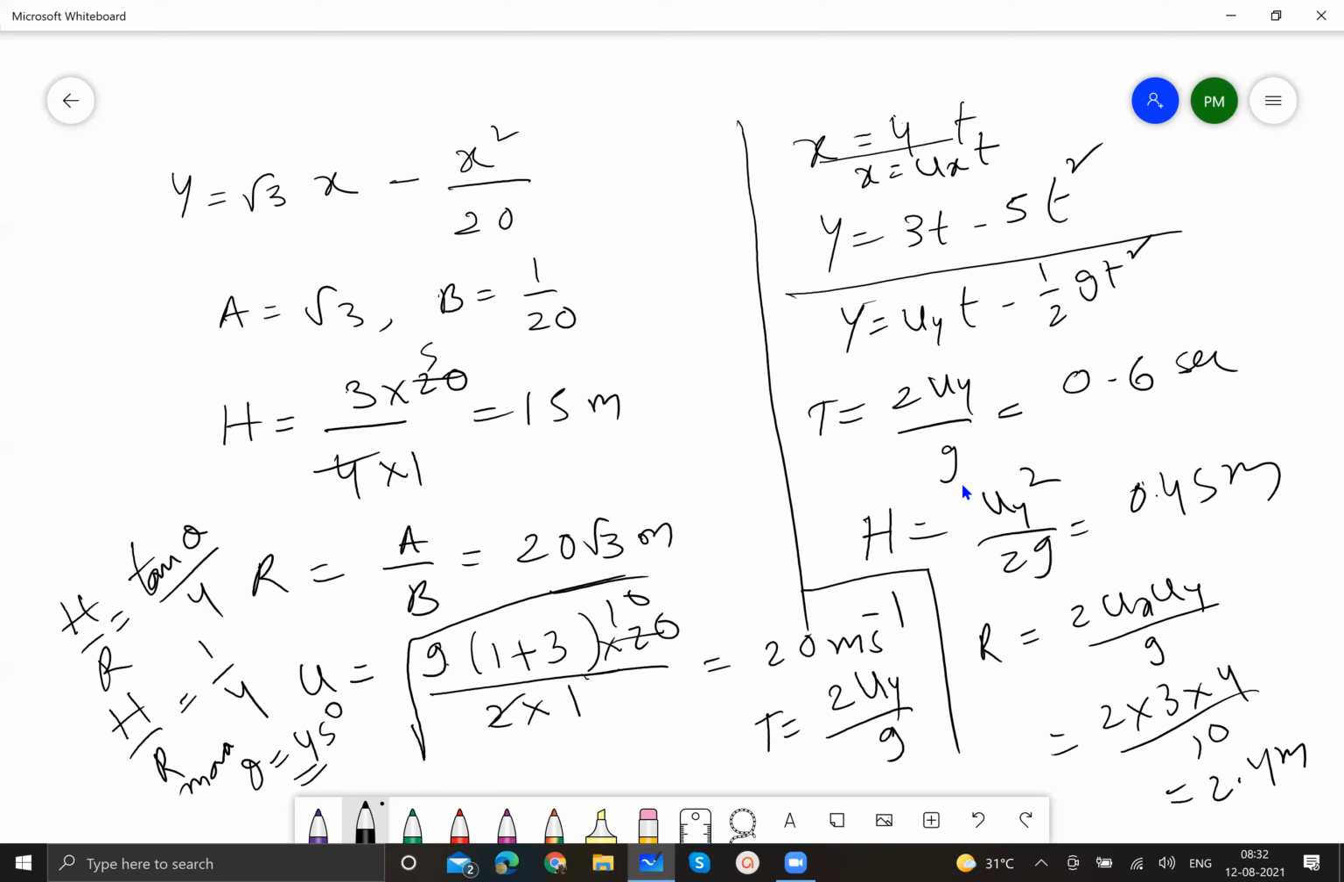They're all standard things. Only the important formula which some of you might not have seen is u is equal to root of g into 1 plus a square by 2b. Rest of all the things are okay. Please note down. So the trajectory of projectile can be given either like this or like this.